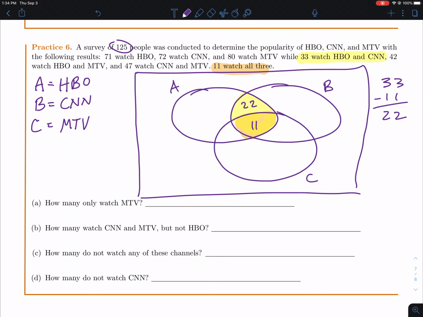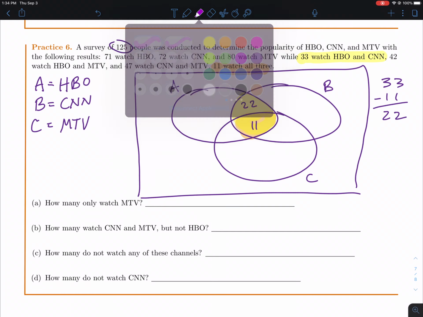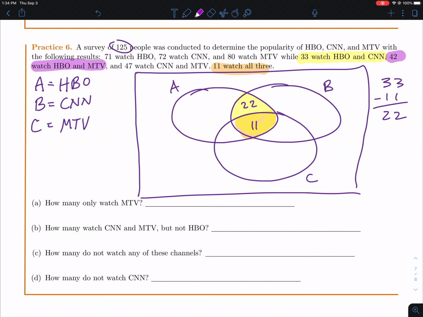Now that we've done that one, let me get a different color. Let's get purple. 42 people have watched HBO and MTV. In this case, HBO is A, MTV is C, so that's going to be this section here. So A intersect C. Again, there's 42 people in there, but there's already 11 that live inside of that spot. So we want to subtract the 11 out. That gives us 31 in just the purple.